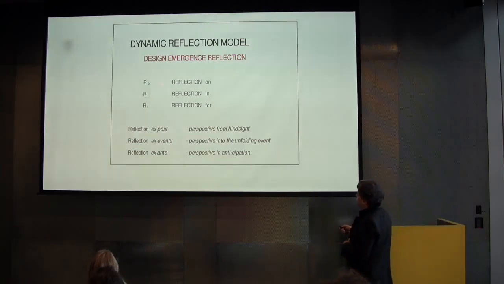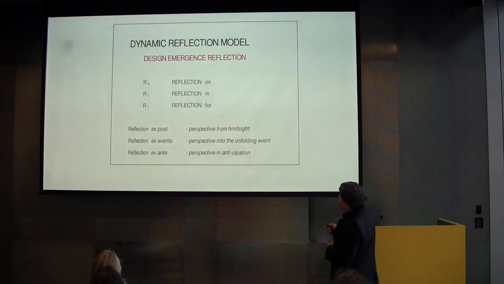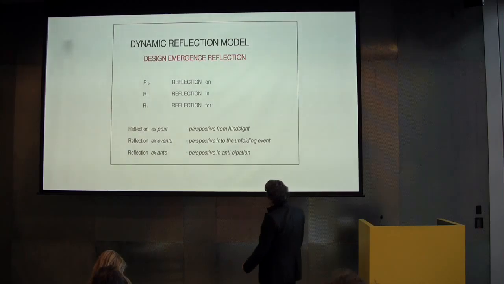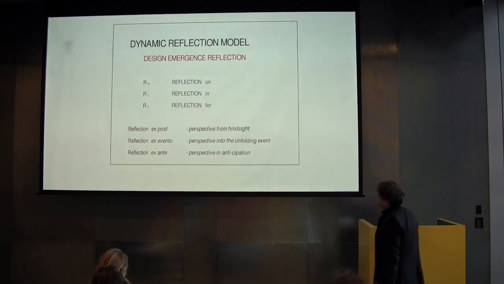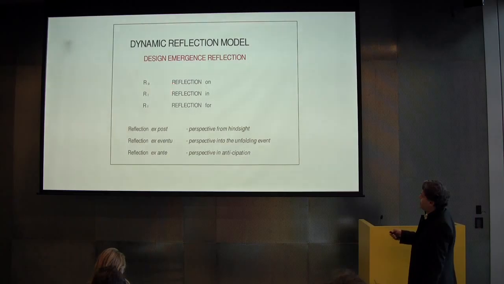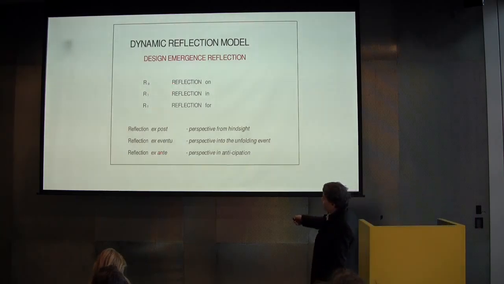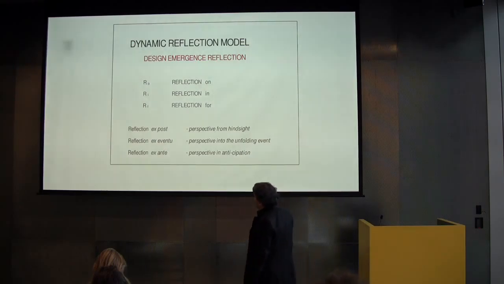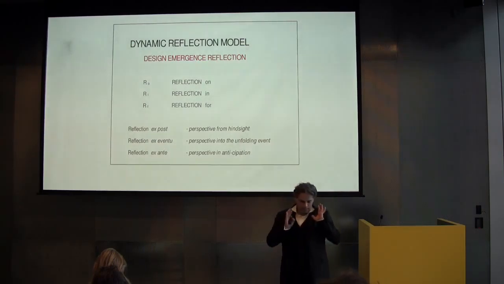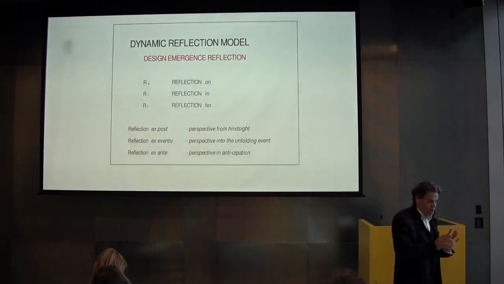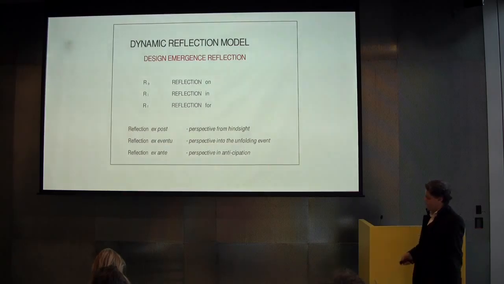So reflection on, reflection in, and reflection for. Reflection on is basically looking at something from hindsight. You're going, as it were, into your backstory. Then the reflection in is you're looking into the unfolding event, as it were. That's why I call it also a reflection ex eventu. And then there is the reflection that is anticipating and looking forward, reflection for, the ex ante reflection.